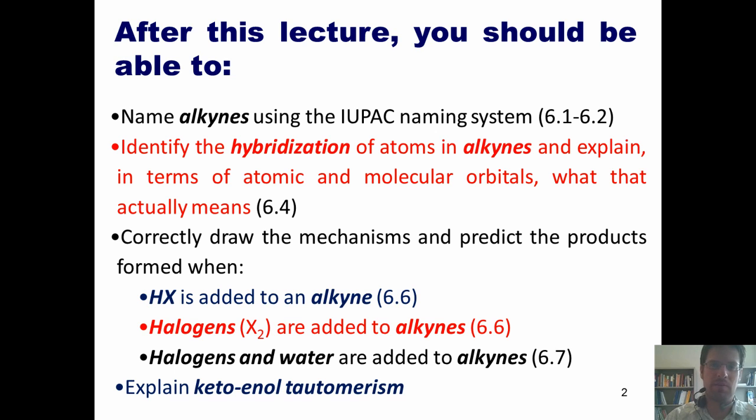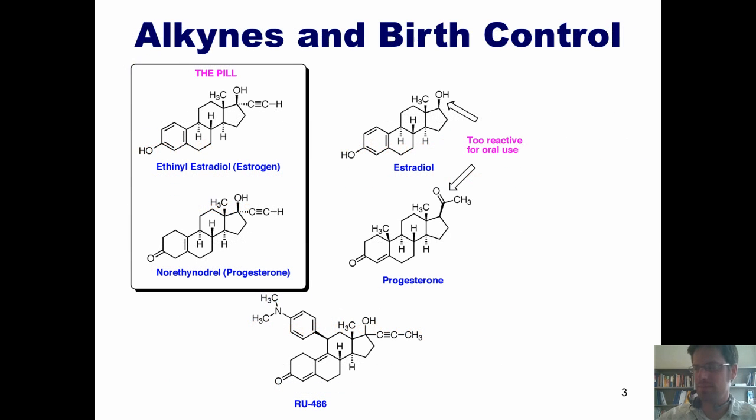Before we get started, however, I want to show you something really cool. In North American culture, at least, we frequently hear people talk about contraception by using the phrase, the pill. What in the world is the pill? Well, as it turns out, the pill is actually comprised of two different compounds, ethynyl estradiol, whose structure is shown right here, and norethynadril, whose structure is shown here. You'll note that each of these compounds are actually derivations of the molecules shown over here, estradiol and progesterone.